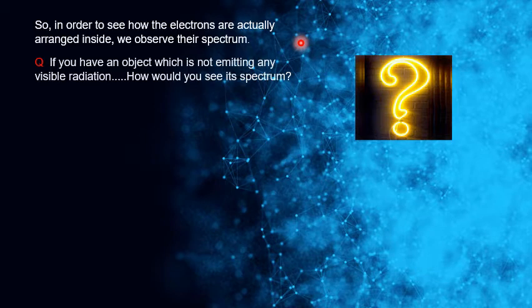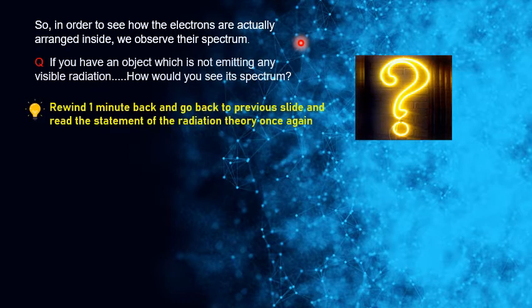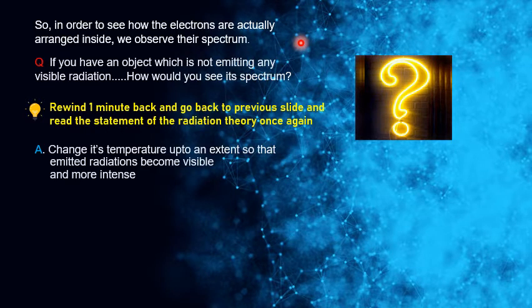If it is not obvious, I have a hint for you. Rewind the video 1 minute back and go back to the previous slide where I discussed the radiation theory. I hope you visited or would have arrived at the answer. So the answer is: change its temperature up to an extent so that emitted radiations become visible and more intense.